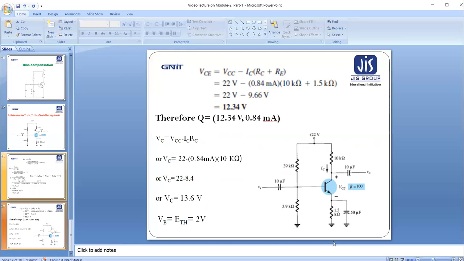And the VC, that is the collector to ground, not collector to emitter. VC means collector to ground. It is equal to VCC minus ICRC. So it becomes 22 minus 8.4, 13.6, where 22 is the VCC value and 8.4 is the IC into RC. And VB, the base voltage, is base to ground. It is equal to ETH, because ETH is nothing but this voltage, which is also equal to VB. So it becomes 2 volt.